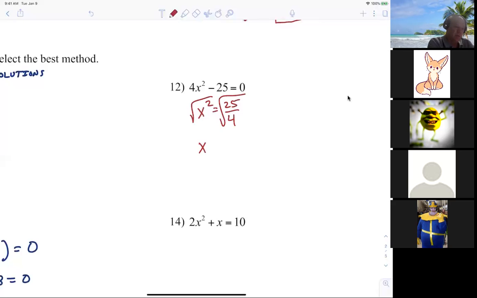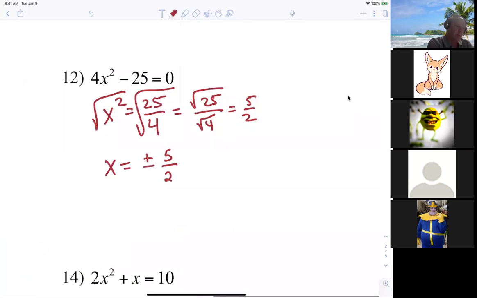So x equals, whenever you take the square root of a variable, it's plus or minus. Square root of 25 is 5. Square root of 4 is 2. Just in case you didn't remember, you could rewrite it like that. Those are equal. Okay? Now, let's say you remember back to a long time ago, I told you that could factor. So we're going to do it again, just in case.